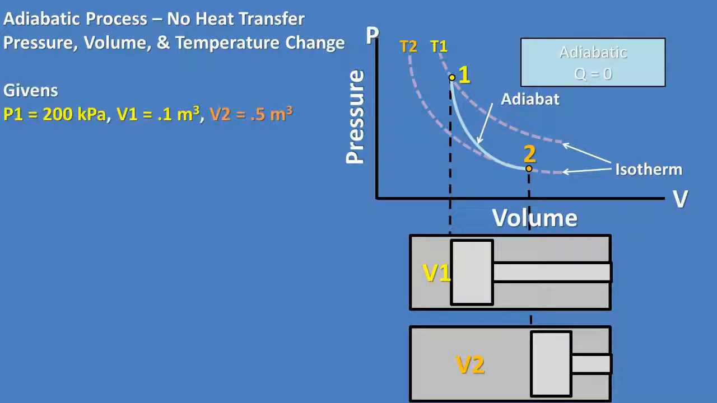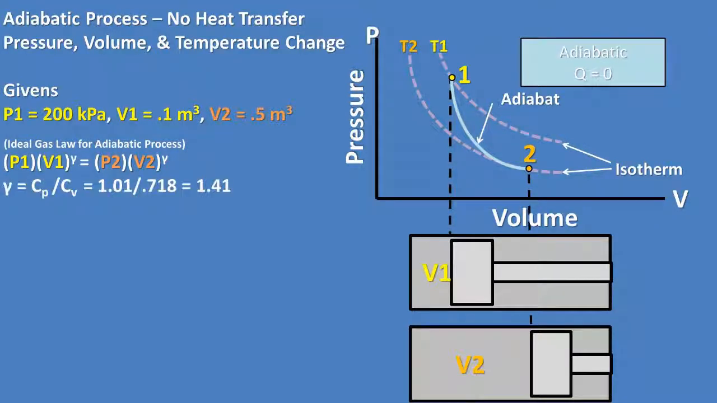Now let's do an example problem. We are given a pressure at point 1 of 200 kilopascals, volume at point 1 of 0.1 meters cubed, and volume at point 2 of 0.5 meters cubed. We want to find the pressure at point 2. We can use the formula pressure 1 times volume 1 to the power of gamma of the substance, in this case air, equals pressure 2 times volume 2 to the gamma of the substance.